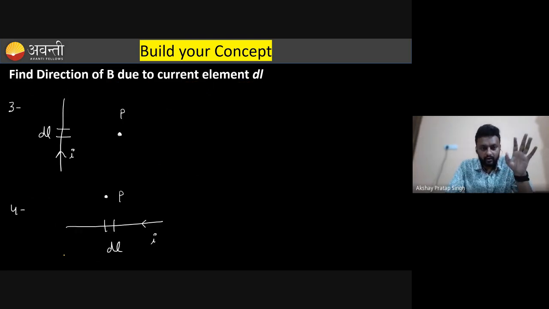Moving further. Similar is the case for this. These two are again your homework. You need to build your concept. If you need any help, you can ask me in the next class. Right now, I am moving further.